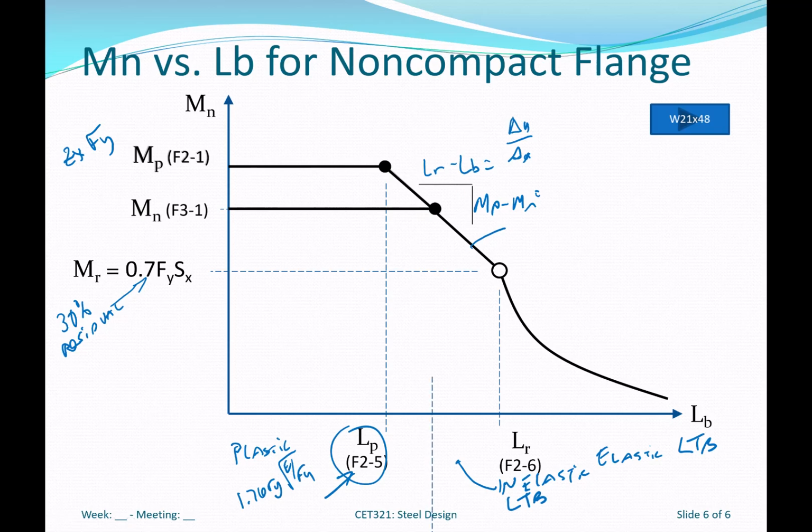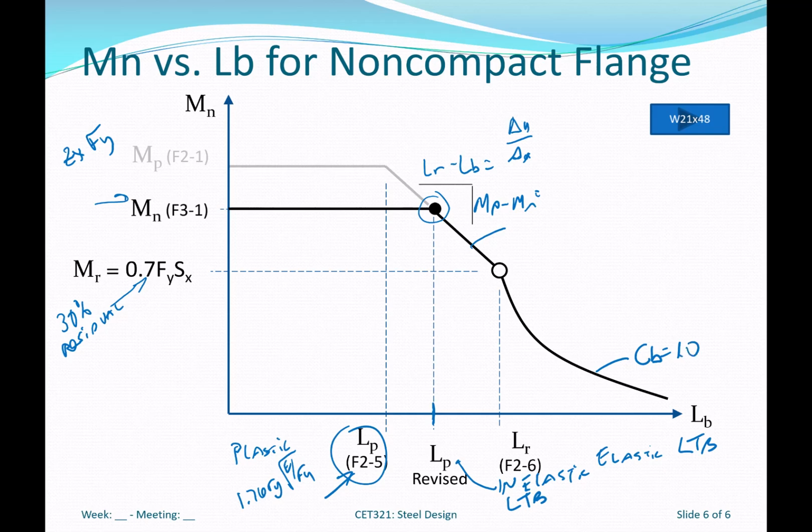But once we establish the nominal moment strength using equation F3-1, now with the slope of that line, I can revise, if you will, my L sub P. Instead of my L sub P being according to F2-5, I use the slope of this line, find out where I intersect with my nominal moment that's accommodating the non-compact flange, and then that would give me my revised L sub P value. Just use a straight line equation, and once I have that, I really know that anything above that cannot be achieved. Okay, so again, this is based on C sub b of 1.0.